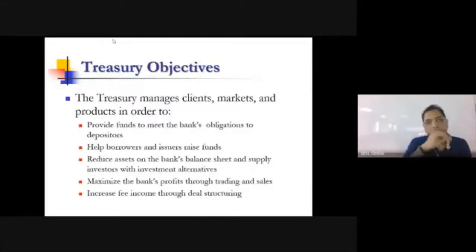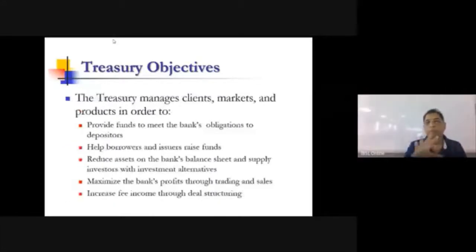So I've covered a lot of these already, but I'll just go through it. So Treasury manages clients' markets products in order to provide funds to meet the bank's obligation to deposits, I meant in terms of liquidity. Help borrowers and issuers raise funds, so basically providing liquidity to their clients who want to borrow money. Reduce assets on the bank's balance sheet and supply investors with investment alternatives. Maximize the bank's profit through trading and sales. Increase fee income through deal structuring. Now, the last two I have not touched on, but I will touch on that now.